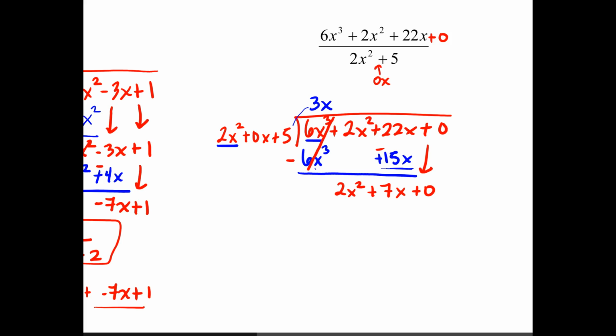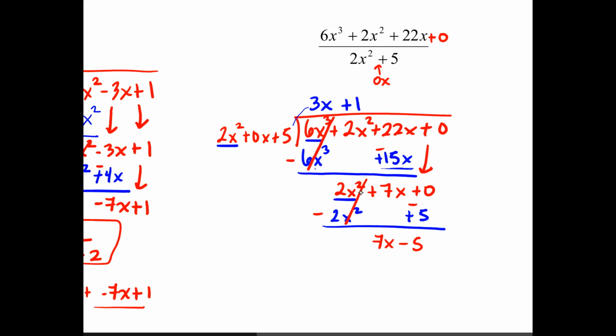Now keep going. 2x squared. What times 2x squared would give me 2x squared? 1. Now, if I didn't have this here, I would just need to make sure that I take into account where my numbers go. So 1 times 2x squared would give me 2x squared. And then 1 times 5 would give me 5, but that would end up over here if I didn't have that 0x. And then I would subtract. This cancels, but I don't want to forget about that 7x if I'm not using a placeholder of 0. So 7x plus nothing is still 7x minus 5.